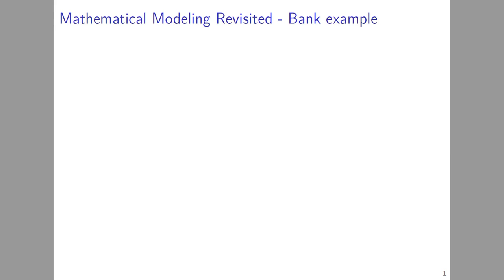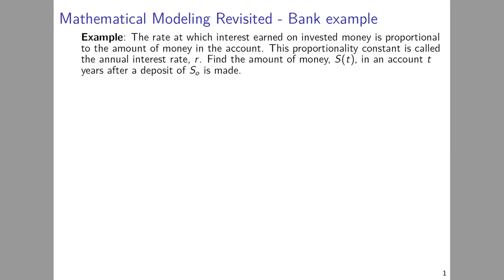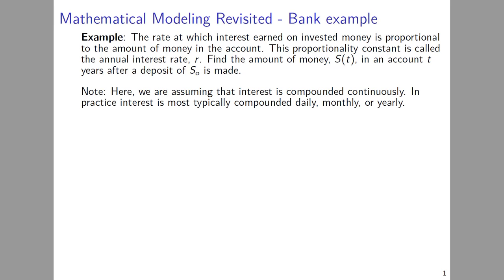When we put money into an account, we typically earn interest on the amount that's in the account. The rate at which interest is earned on invested money is proportional to the amount of money that's in the account. This proportionality constant is called the annual interest rate, R. I want to find the amount of money, S of t, in an account t years after a deposit of S naught is made. Please note here that we are assuming that the interest is compounded continuously, but in practice, interest is most typically compounded daily, monthly, or yearly.